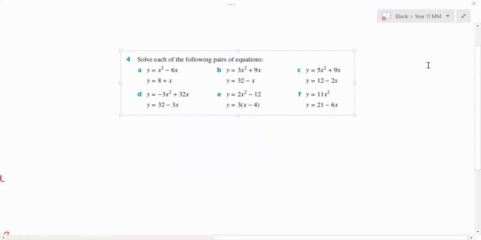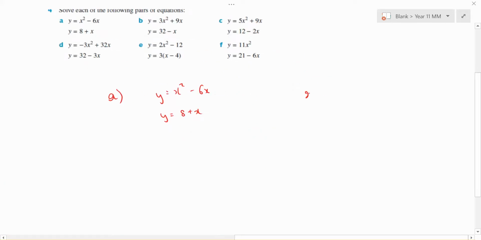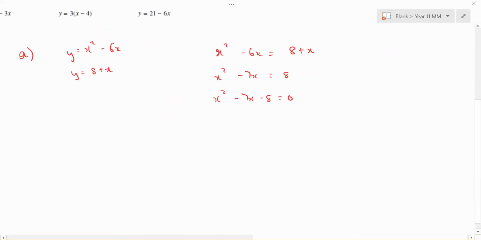So have a look. For a, you've got y equals x squared minus 6x, and you've got y equals 8 plus x. So what I'll do is I equate them. So I've got x squared minus 6x has to equal 8 plus x. Minus x on both sides, so I get x squared minus 7x is equal to 8. Minus 8 on both sides, I get x squared minus 7x minus 8 equals 0. And then from here, factorize that if I can.